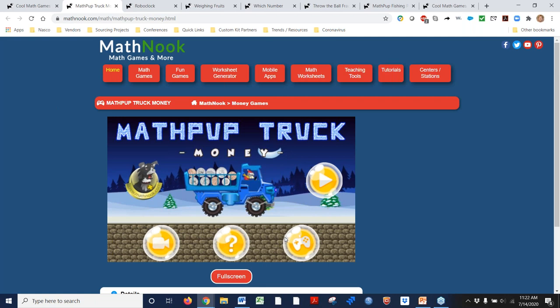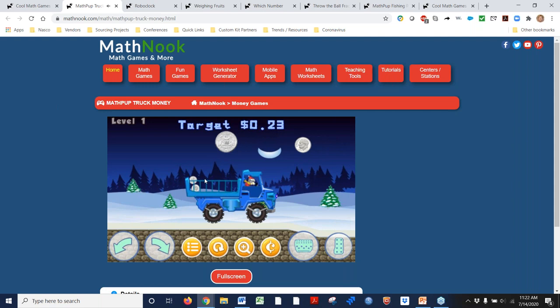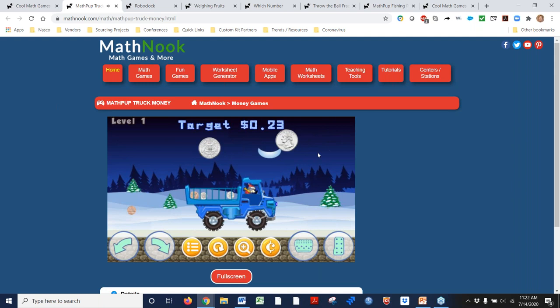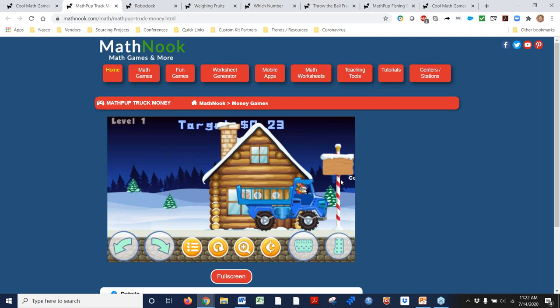Math Pickup Truck. This is an easy one where you can click on coins, and your target is 23 cents. So if I keep clicking here, notice that the coins are moving and they can fall out. If I go in too fast or too slow, I can speed up, I can turn, I can make a little more. So it's a little bit more engaging, but you're actually counting coins. And at the very end, it counts up all of your various coins to see if you're correct or not. So again, a nice little easy game that you can use there.